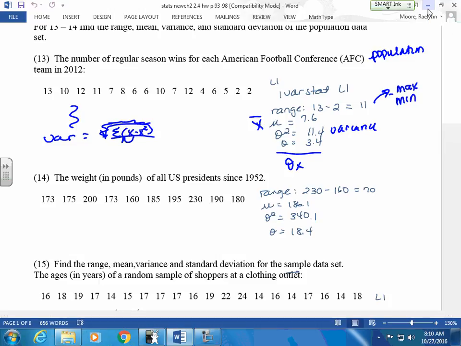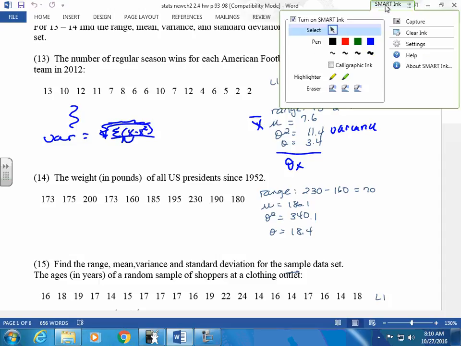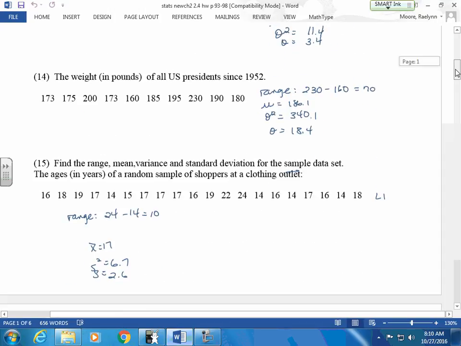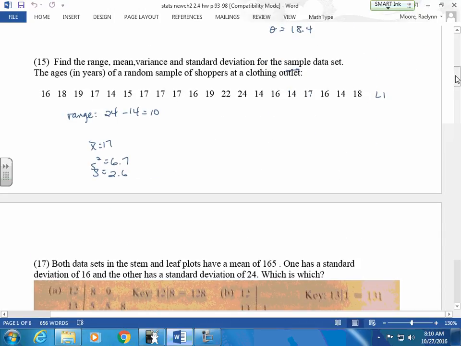Did I give you 14? No. What was the next one I gave you? 15. So everybody can do this? What's the difference between this one and 13? It's a sample. So everything else is going to pretty much work the same.